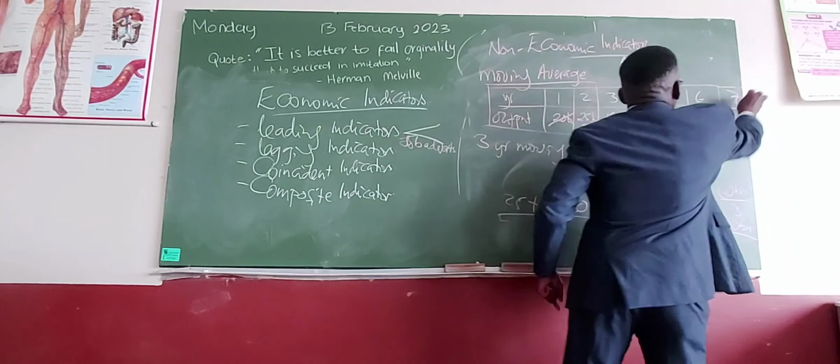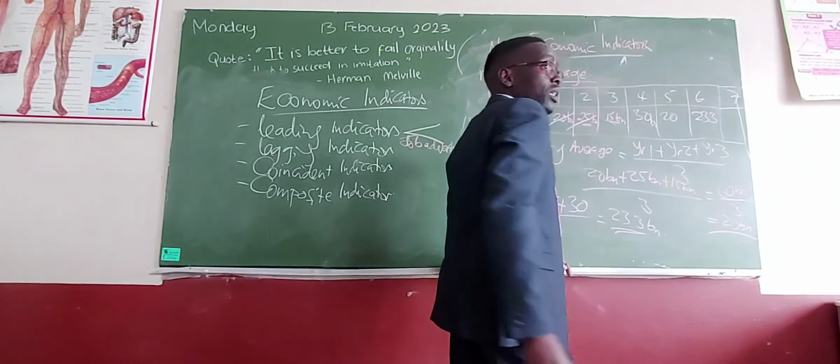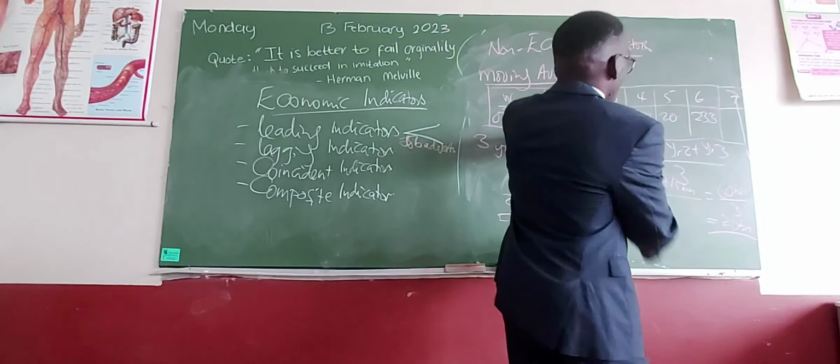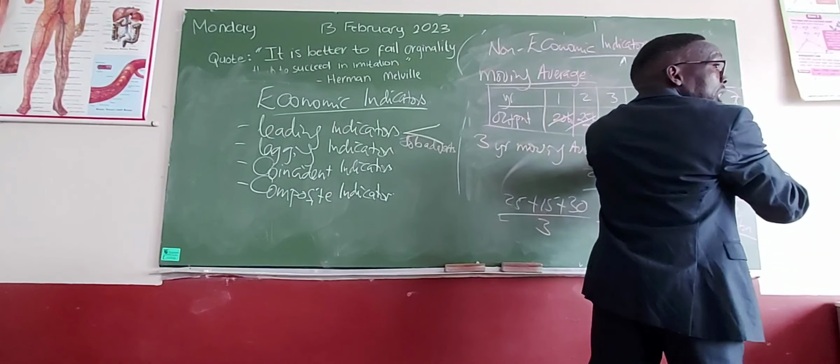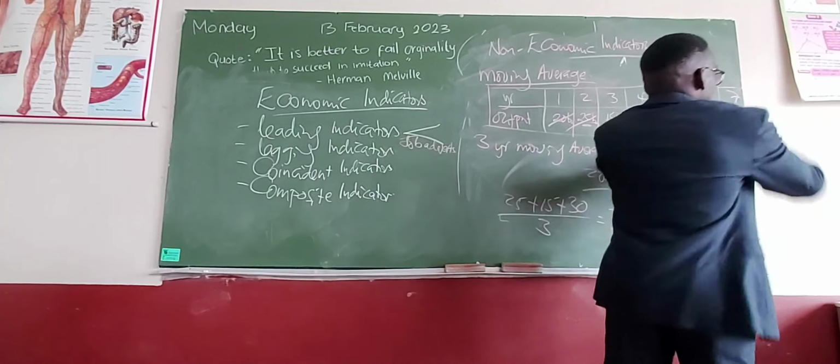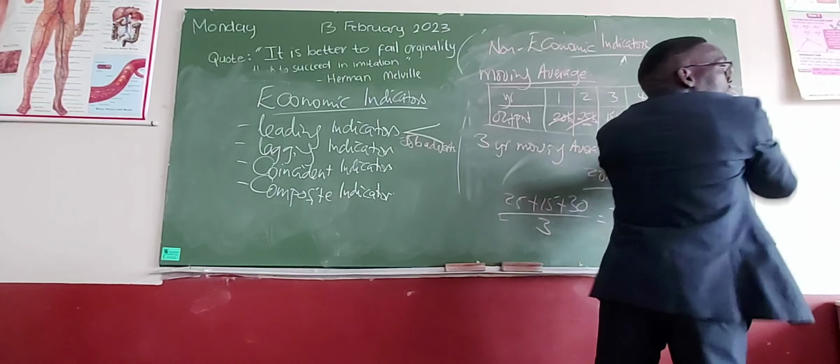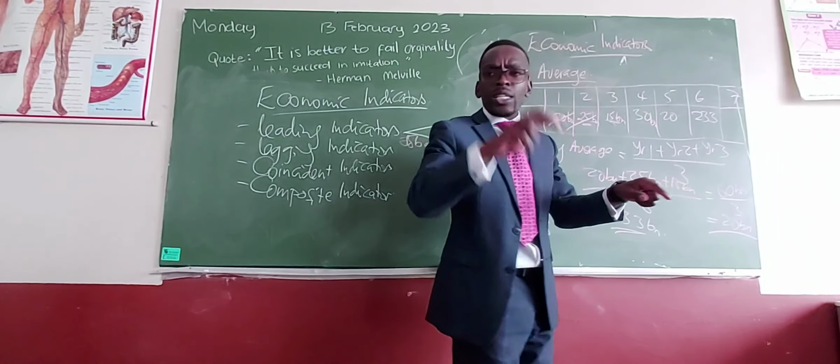Then if we want year 7 now, it means this one is out. So now we are going to say 1, 2, 3 divided by 3. Then it gives us year 7. You see why it's called moving?